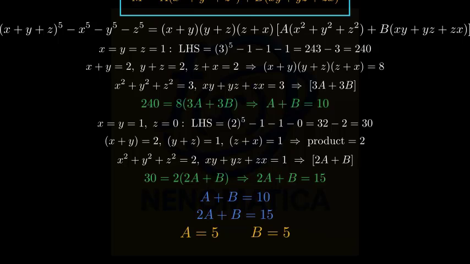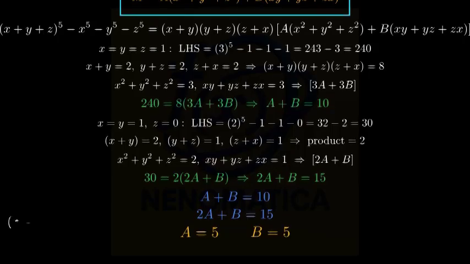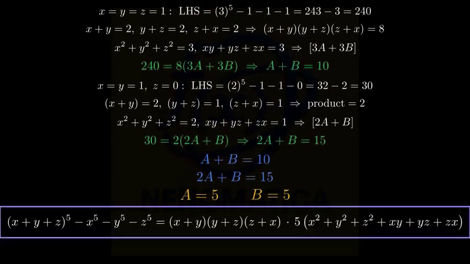Therefore, our final factorization is 5 times the product x plus y, y plus z, and z plus x, times the bracket x squared plus y squared plus z squared plus xy plus yz plus zx.